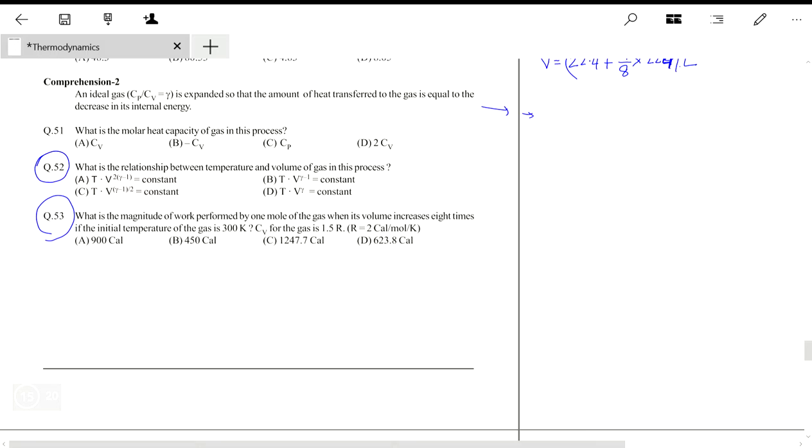Okay, so the general equation is Q plus W is equal to delta U. This is minus of nCv... No, delta U is nCv dT. Differential form. Okay, just a second. It says that the amount of heat added is equal to decrease in internal energy. So dq is equal to minus of du.